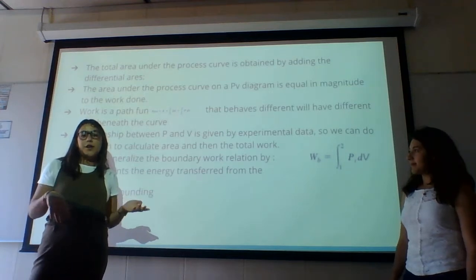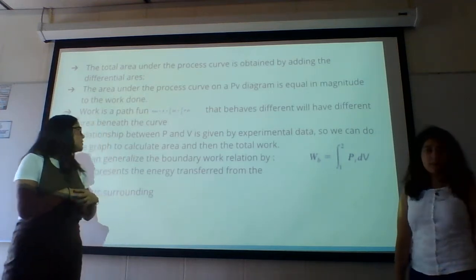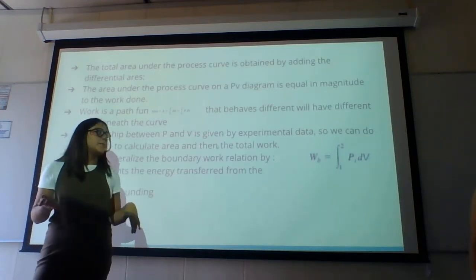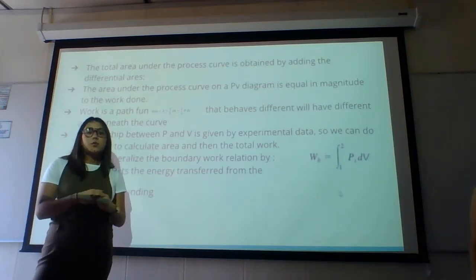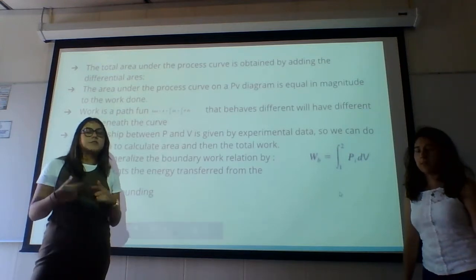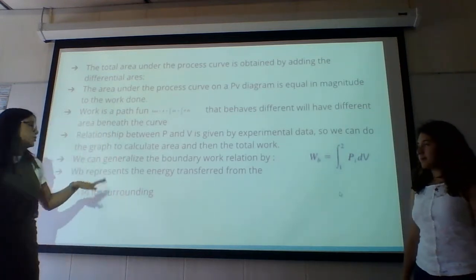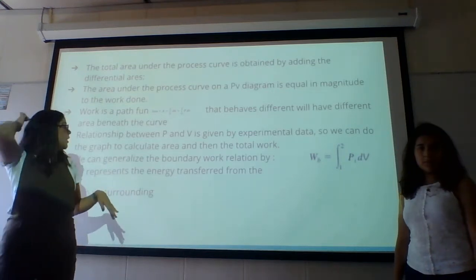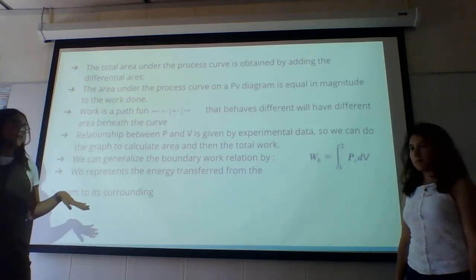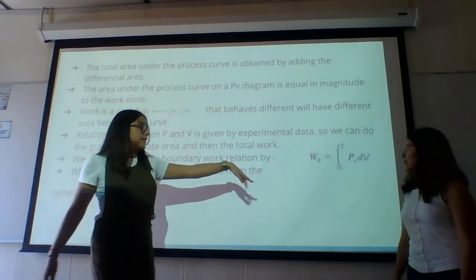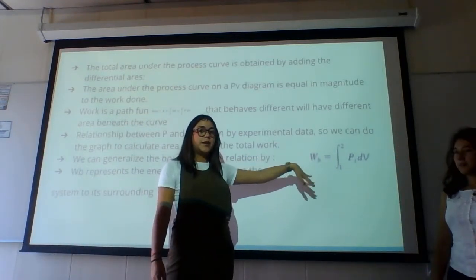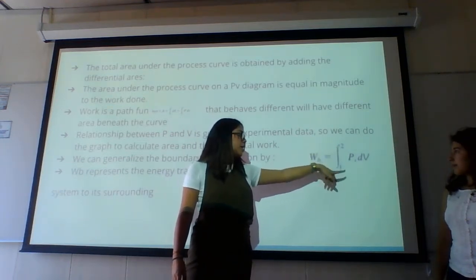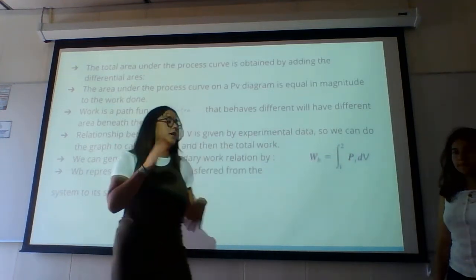It's going to behave differently depending on the process that is done. The relationship between the pressure and the volume is given by the experimental data. So instead of doing experiments over and over again, we could just calculate the area beneath the graph. And we can generalize the boundary work with the equation that we gave before, that is the work boundary, the integral of P times the differential of volume.